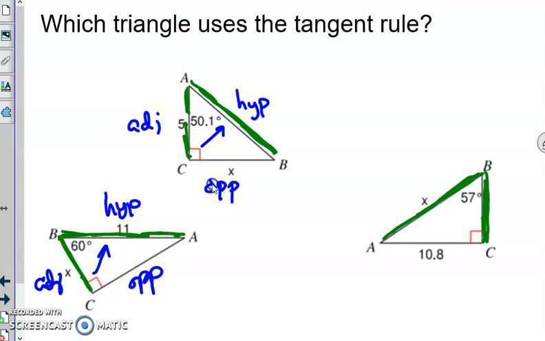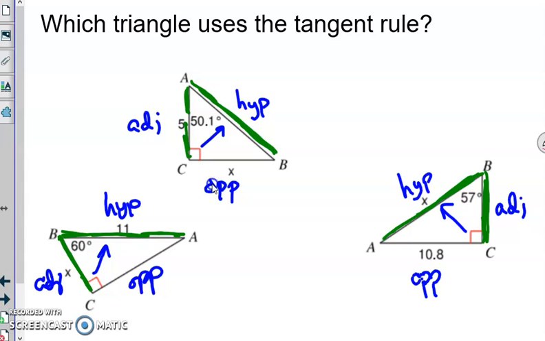The last one, the AC, or 10.8, that's the opposite side. Again, the opposite side is the side that's not shaded when you shade the 2 sides of the angle. The side opposite the right angle is the hypotenuse, and then the third side is the adjacent side. So as I mentioned, you're trying to identify which of these triangles is the tangent problem.